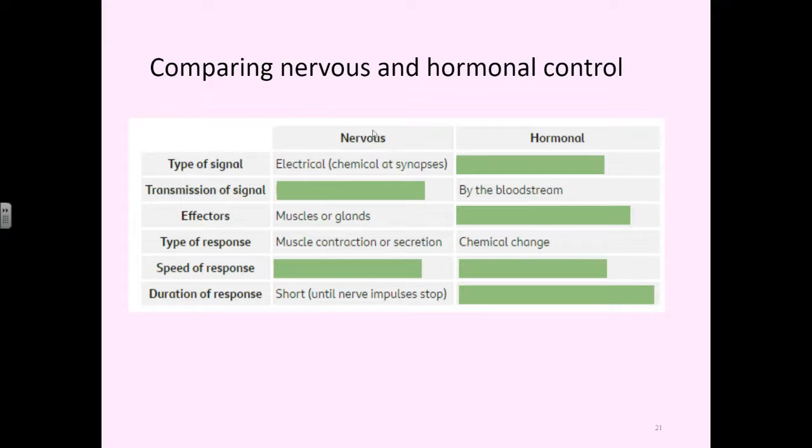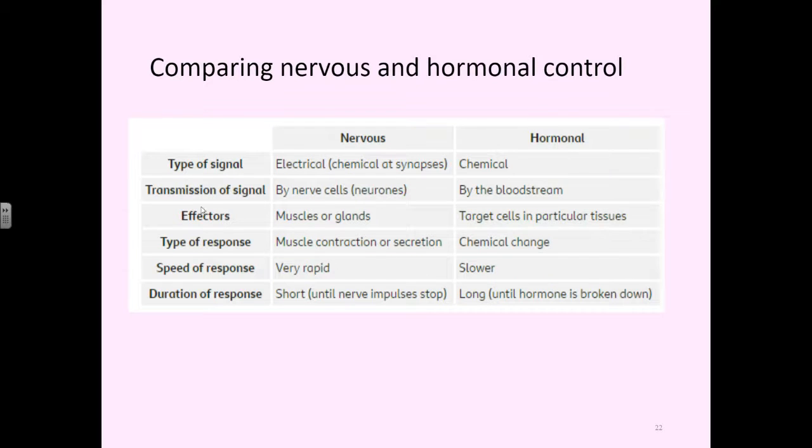So, types of signal: nervous was electrical, hormonal was chemical. Transmission of the signal is by nerves and neurons in the nervous system, and by the bloodstream in the hormonal system. The things that are affected by nervous can be muscles or glands. In hormonal, it tends to be target cells with complementary receptors. Types of response: muscle contraction, secretion of hormones. So quite often the nervous system sets off the hormonal cascade.